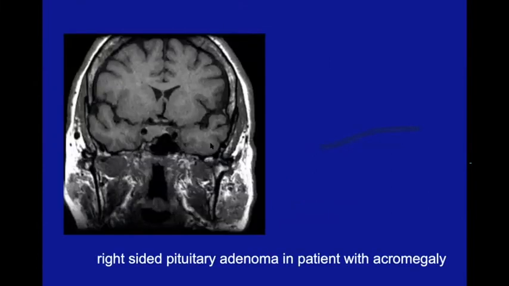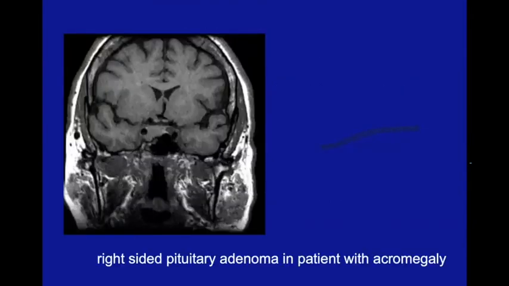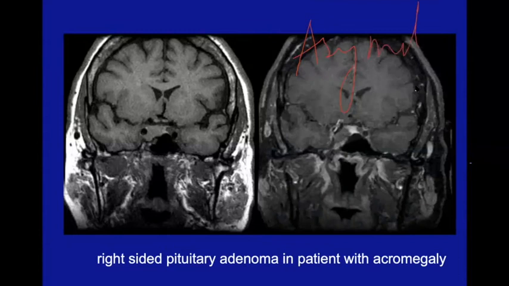So this is a pretty straightforward case, I think. Here's a patient who has clinical evidence of a pituitary tumor with acromegaly. Here you see this asymmetry of the pituitary. So here's the carotid on this side. Here's the carotid on the other side. If you look at the height of the pituitary here, the height of the pituitary here, there's too much tissue on this side.